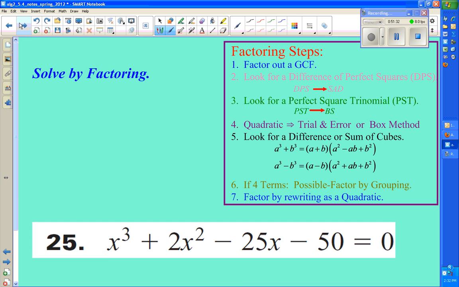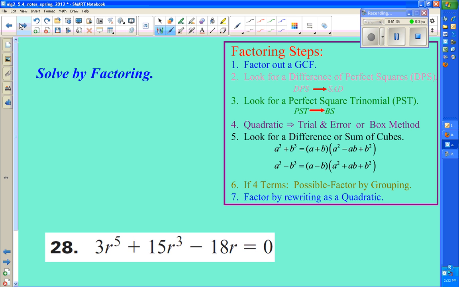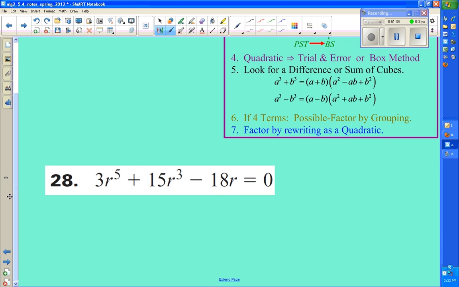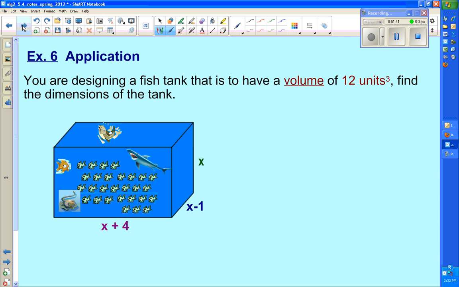Remember, you need to make sure when you're solving that you're setting it equal to 0. Okay? You set equal to 0. If you're already there, that's great.